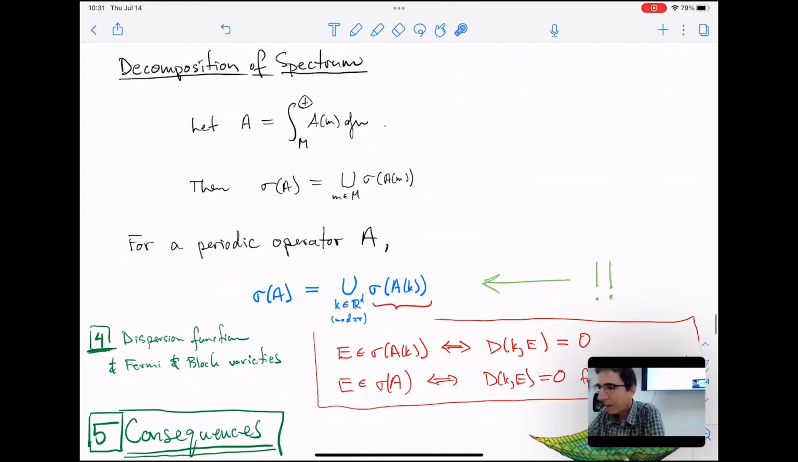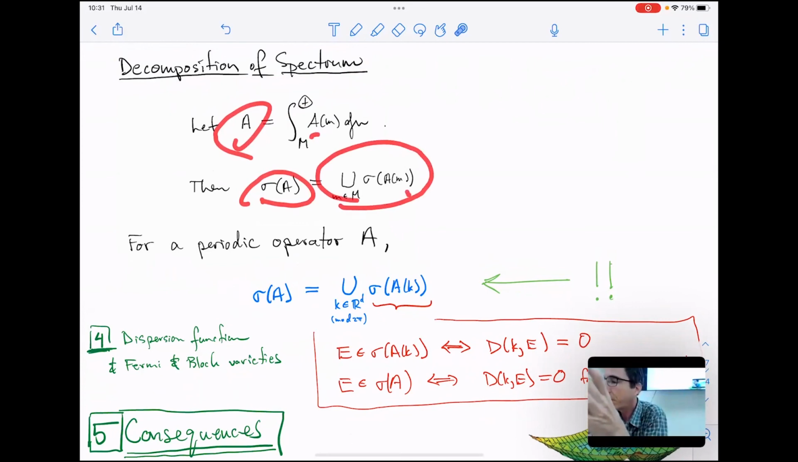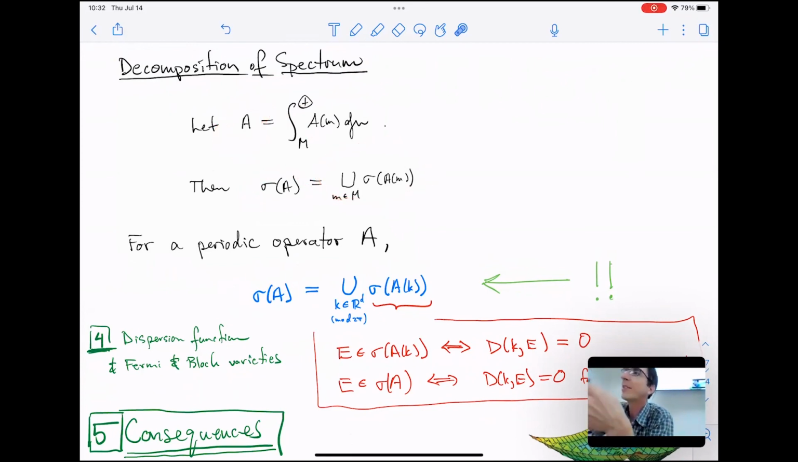Let's look at decomposition of the spectrum. So now we know that our Schrödinger operator can be decomposed into these operators acting on each one of the eigenspaces of the shift, these spaces of Floquet modes. And there's a fundamental theorem involving spectra of decomposable operators. The most elementary one says that the spectrum of the original operator is the union of the spectra of all of the components of that operator acting on these different spaces of pseudo-periodic functions.